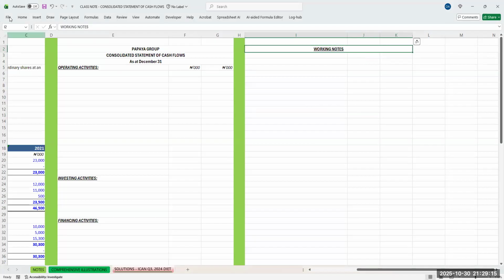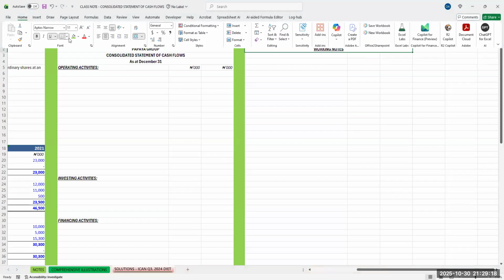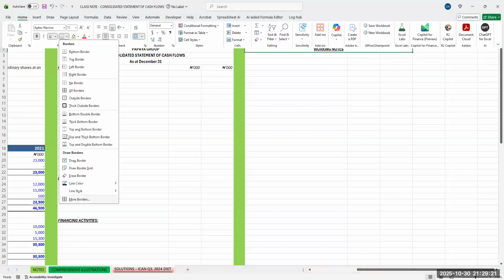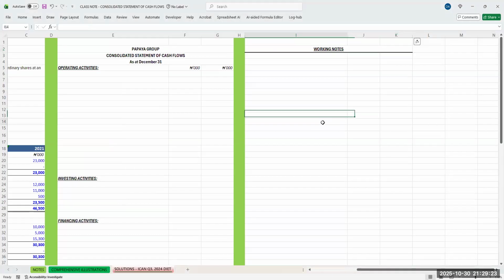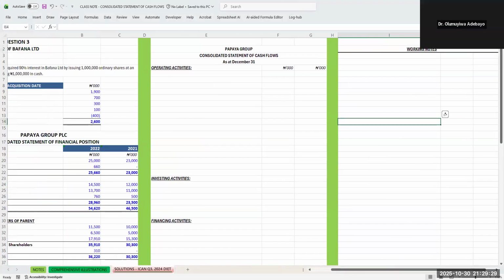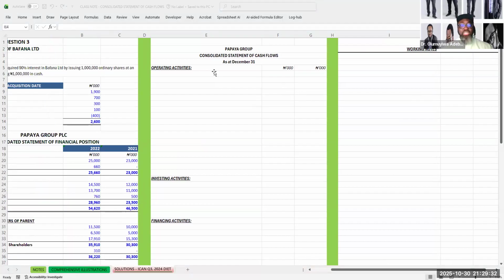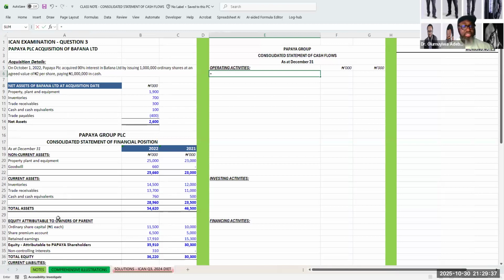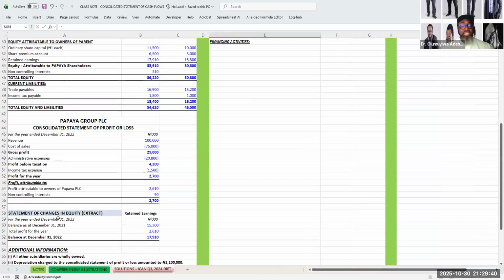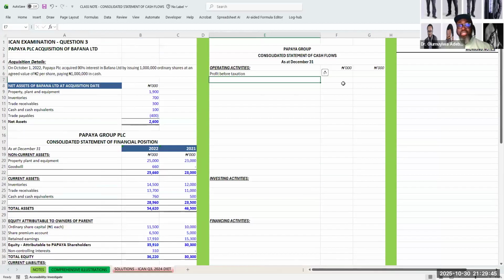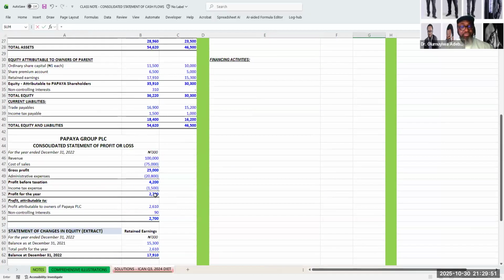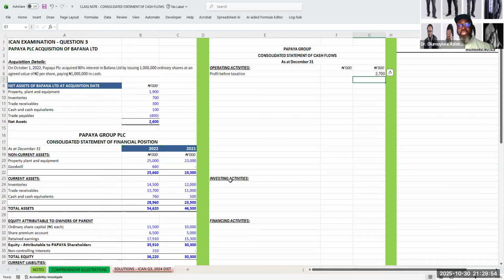Okay. That's my working notes. Now I can come back. What is my first line item? My first line item is my profit before tax. I can link that. And what's my profit before tax? That is it.